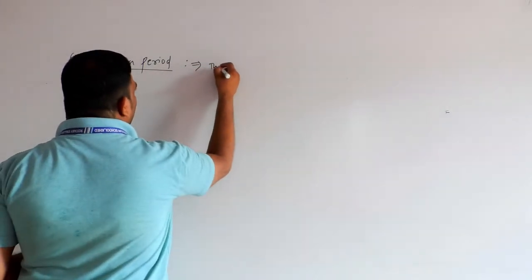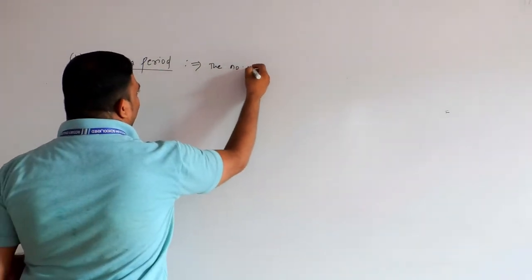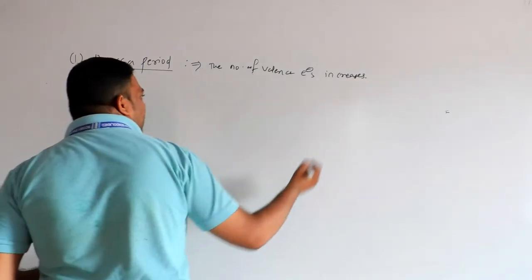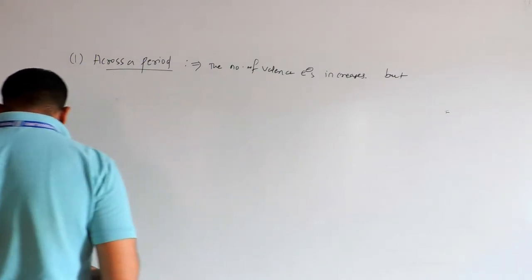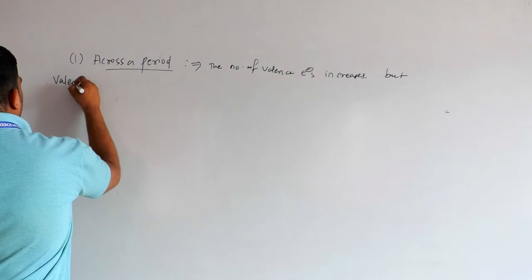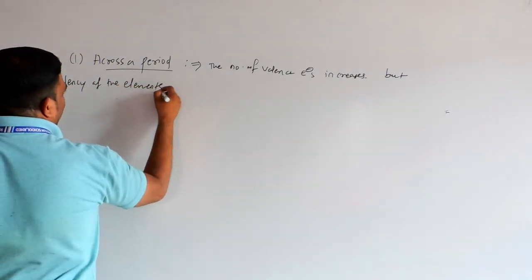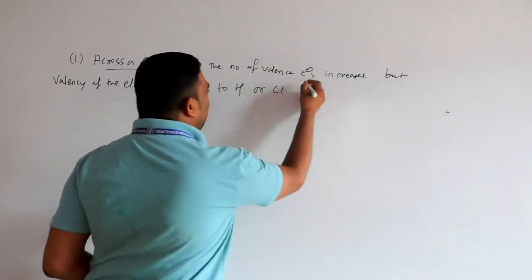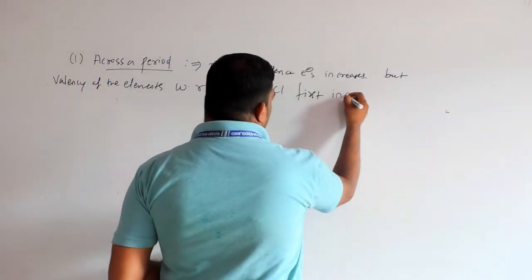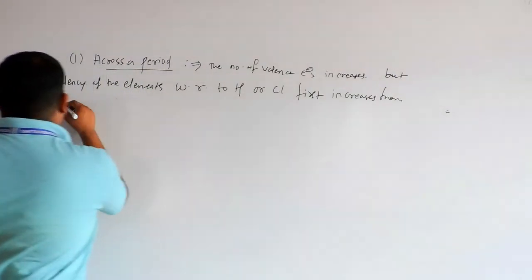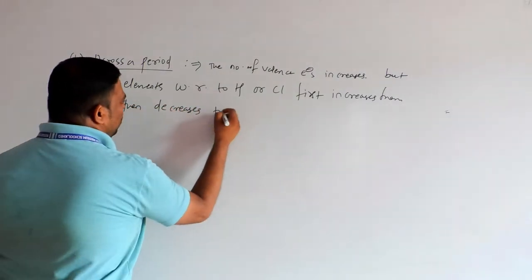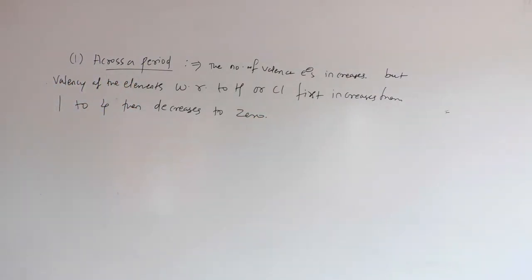As you know, from left to right, the number of valence electrons increases, but the valency of the elements with respect to hydrogen or chlorine first increases from 1 to 4, then decreases to 0. That we will discuss with their chemical formulae. So pay attention to that also.